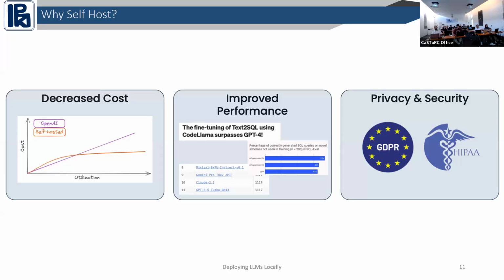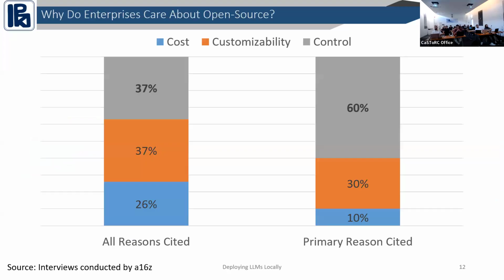And you can get better performance, actually, depending on the task. You can use fine-tuned models, for example, if you want to use code generation and so on. And then you have the privacy and security issues as well, because if you host the LLM locally, then you don't provide any data to a third party. And many enterprises care about open source for many reasons. The main ones are the cost, the customizability, the flexibility to select your own LLM, and control.